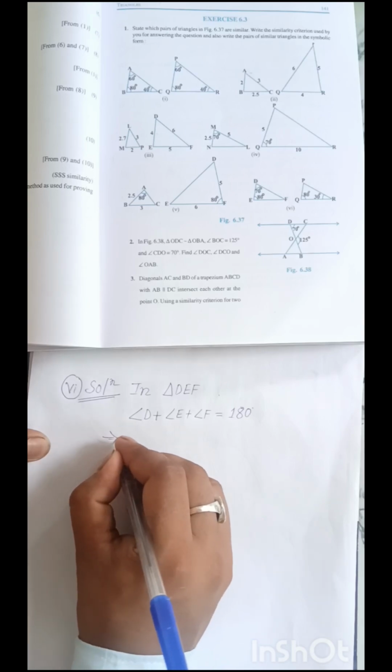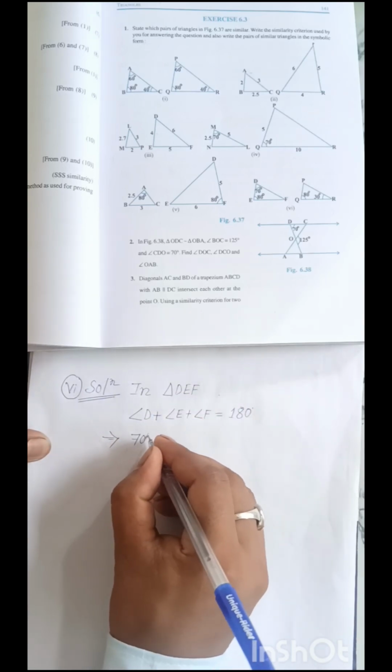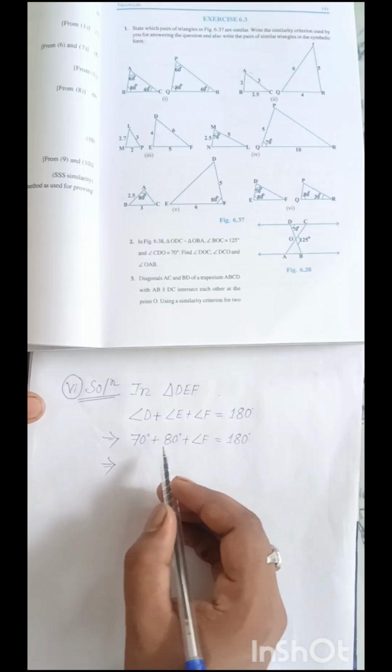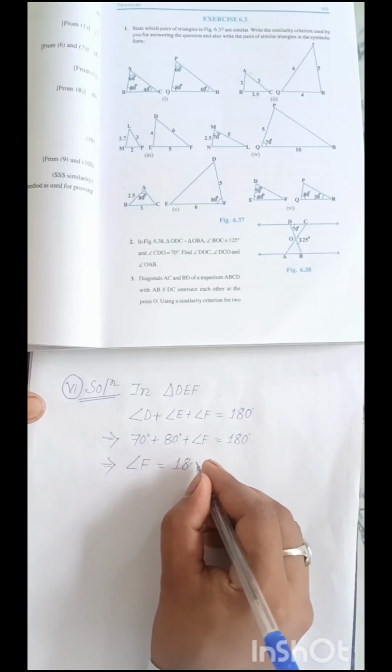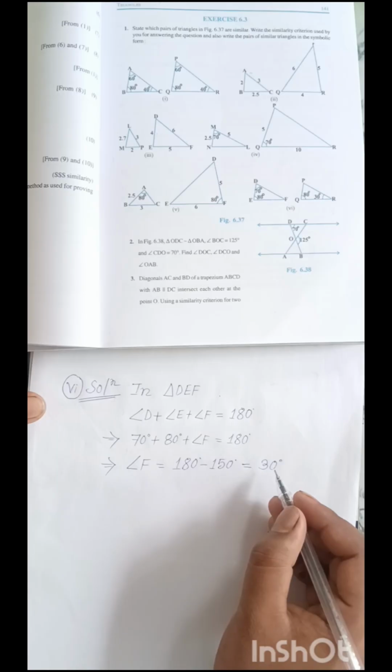So write here angle D value given 70 degrees, plus angle E means 80 degrees, plus angle F equal to 180. So 70 plus 80 is 150. This 150 you take to the right hand side. So keep here only angle F equal to 180 degrees minus 150. So 180 minus 150 equal to 30 degrees, means angle F equal to 30 degrees.